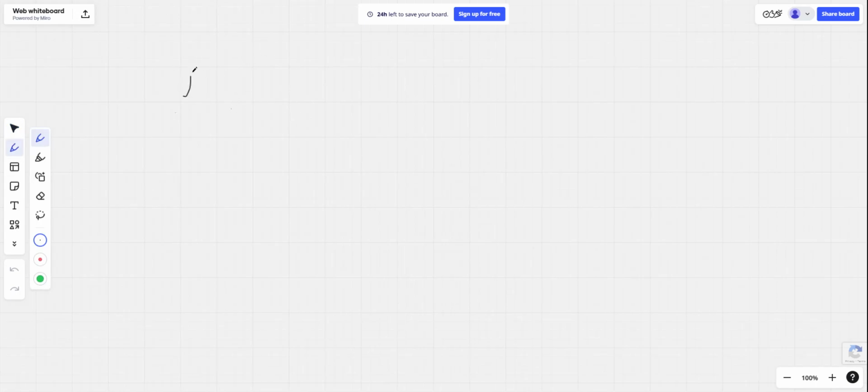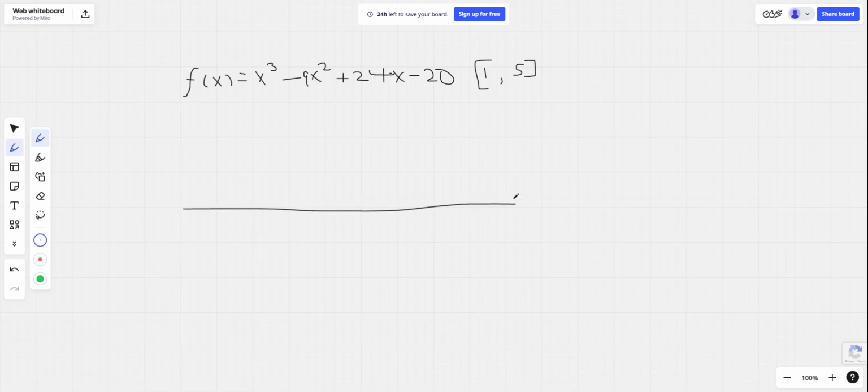So let's say we have a function f of x equals x cubed minus 9x squared plus 24x minus 20. And we define it on the closed interval from 1 to 5. And we're going to graph it and then see where the relative extrema are. So first step, we're going to look at the interval from 1 to 5.